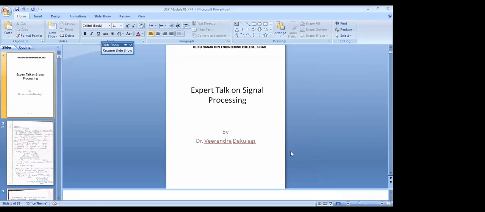Since this class is an expert talk, I'm taking the signal processing concepts from the application point of view. So in the application point of view, the first thing is how exactly sampling happens, what are the sampling theorems, what are a few numericals, and what are the practical aspects and challenges related to sampling.